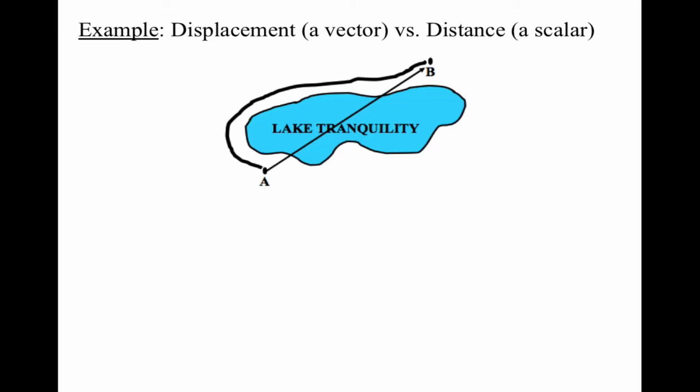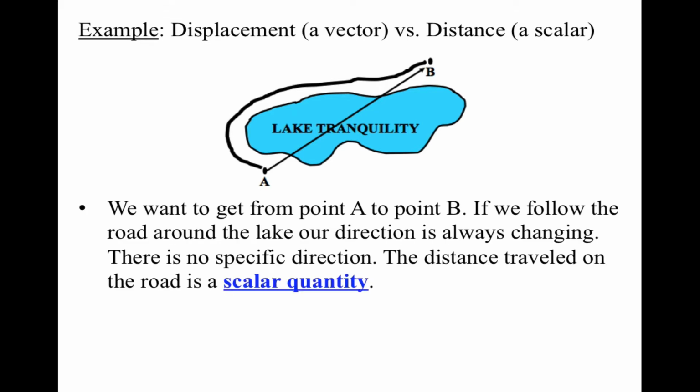So here we have Lake Tranquility, and we want to get from point A to point B. If we follow the road around the lake, our direction is always changing. There is no specific direction. The distance traveled on the road is a scalar quantity. So if we were to go from point A to point B using this path, our direction always changes, but we have a total distance. So that is a scalar.